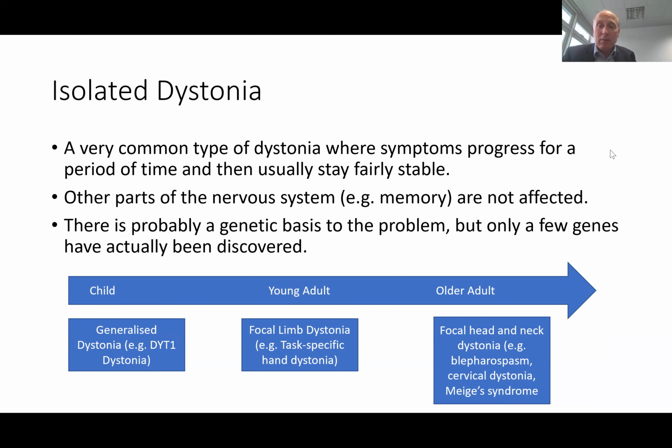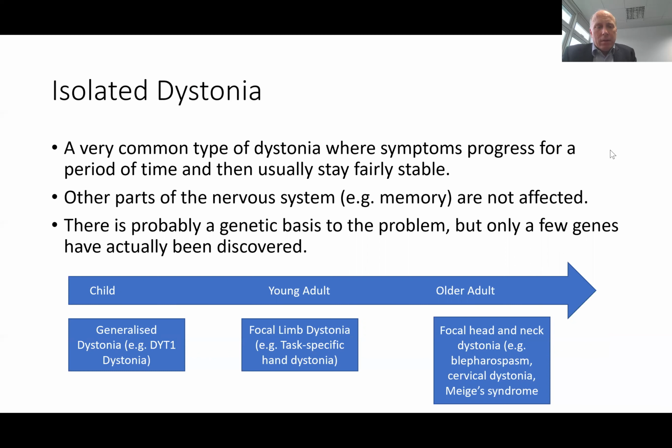Now, there's probably at some level a genetic basis to lots of people who have isolated dystonia, but actually we only know a very few genes. And genes for dystonia do seem to be ones where they're not necessarily passed on very strongly from one generation to another, or at least people don't develop symptoms very strongly from one generation to another.